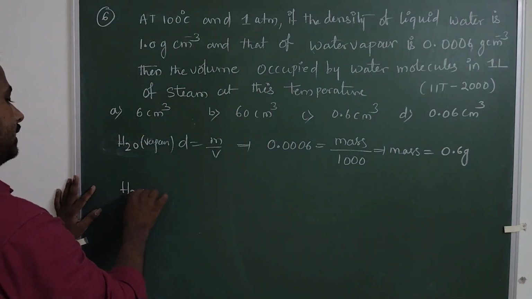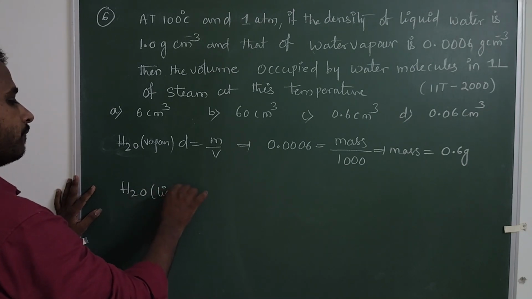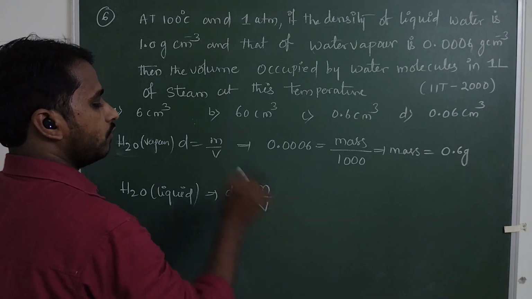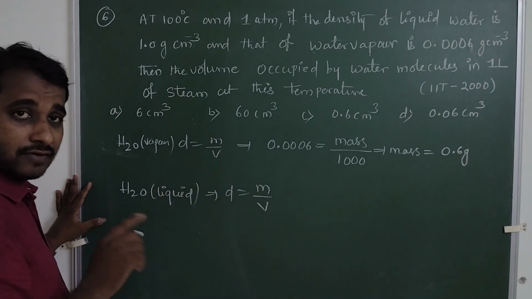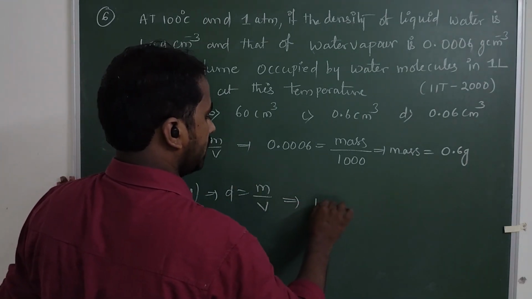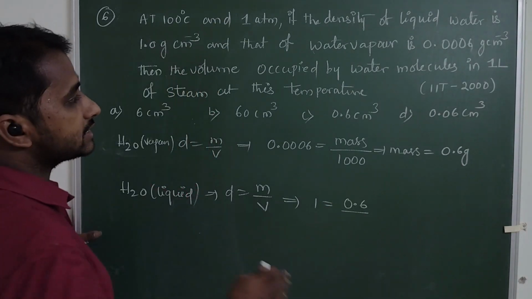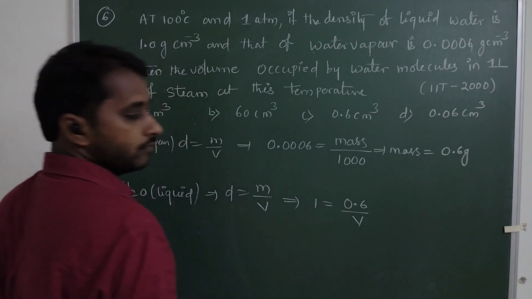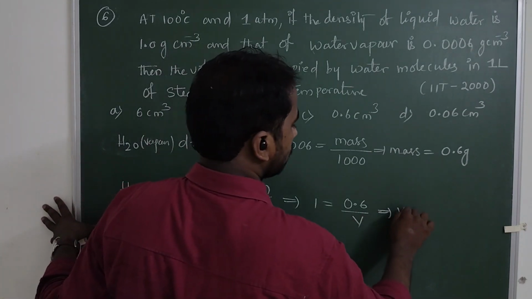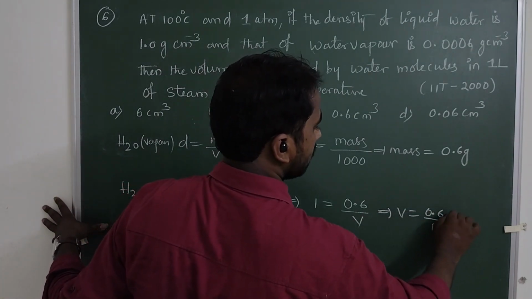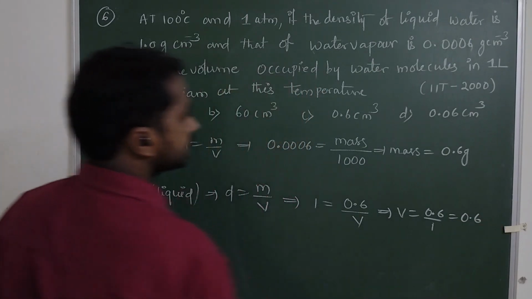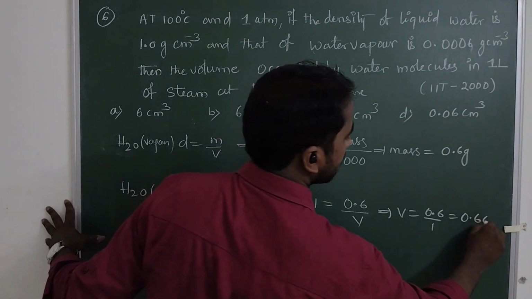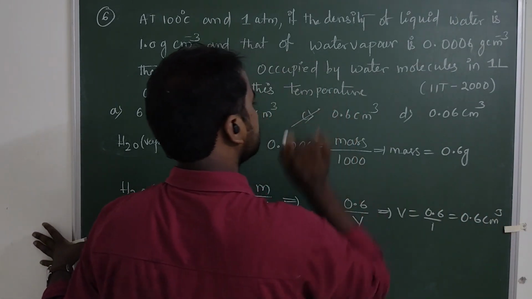Take water in the liquid state. Now again density is mass by volume. The density of liquid water is given as 1, and the mass is 0.6 grams. They are asking for the volume occupied, so V. Now V is equal to 0.6 by 1, so 0.6. So what is 0.6? 0.6 centimeter cube. So the answer is option C.